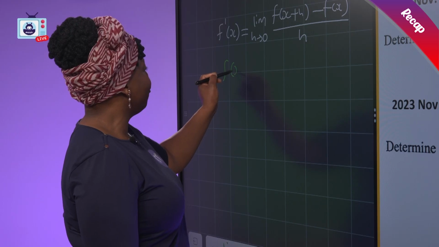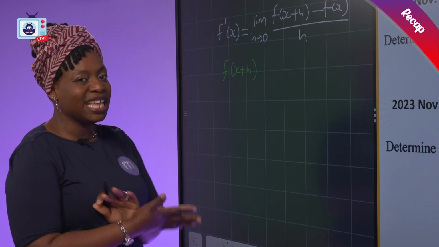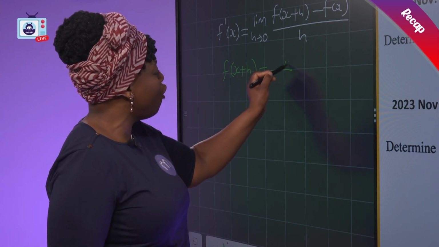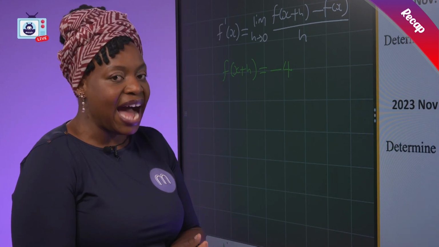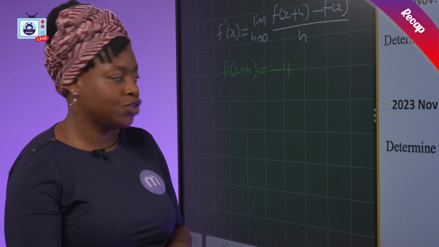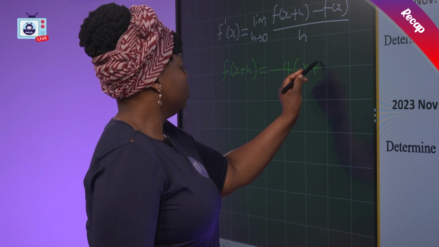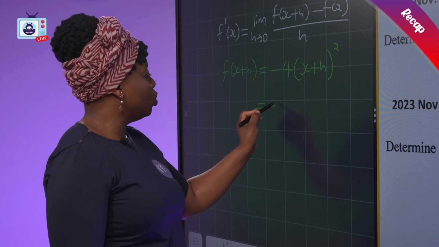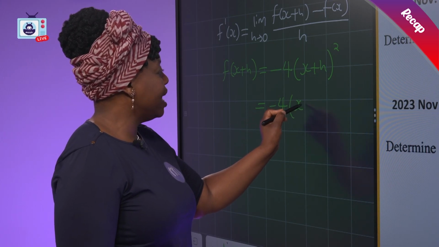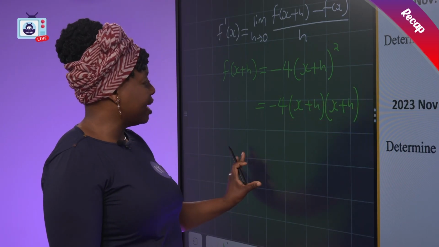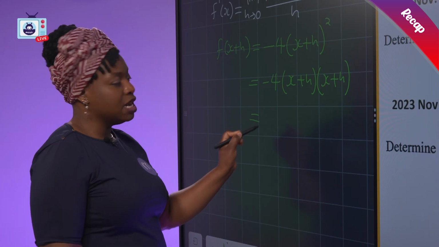Let's write f of x plus h so that it does not disturb us as we go. So f of x plus h will be equal to negative 4, which must stay as negative 4. There's nothing we can do to that, but whatever is x is now going to become x plus h. So that is how you write it. It has a square. Please remember that. And then that is equal to negative 4, and let's open two brackets of the same content. So it is identical, two brackets.